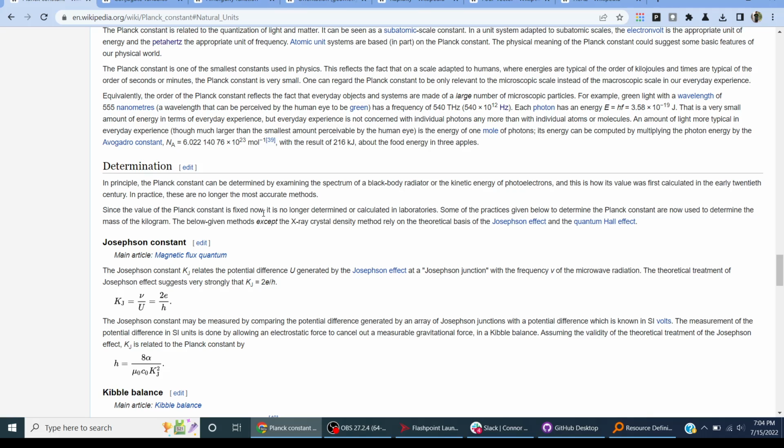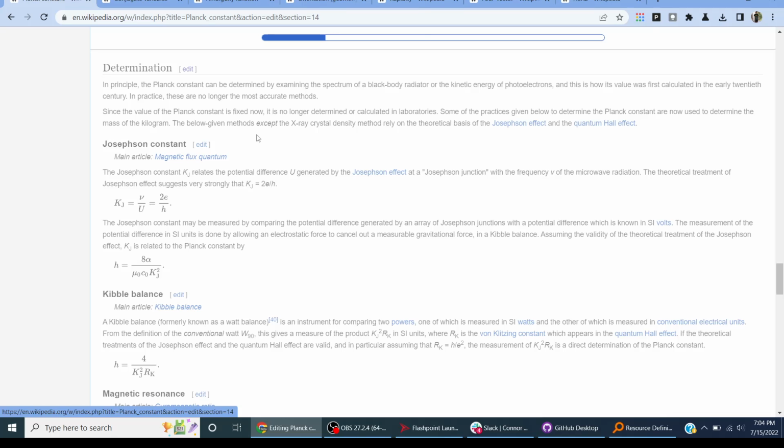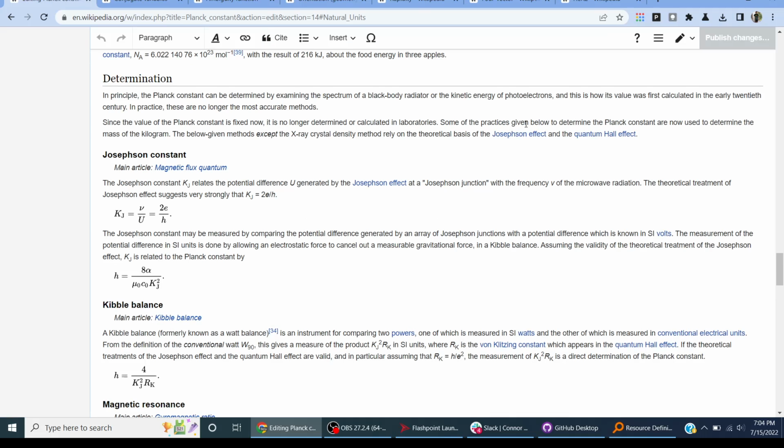Okay, that's kind of awkward. I'm just going to say the methods below. All of the methods given below.